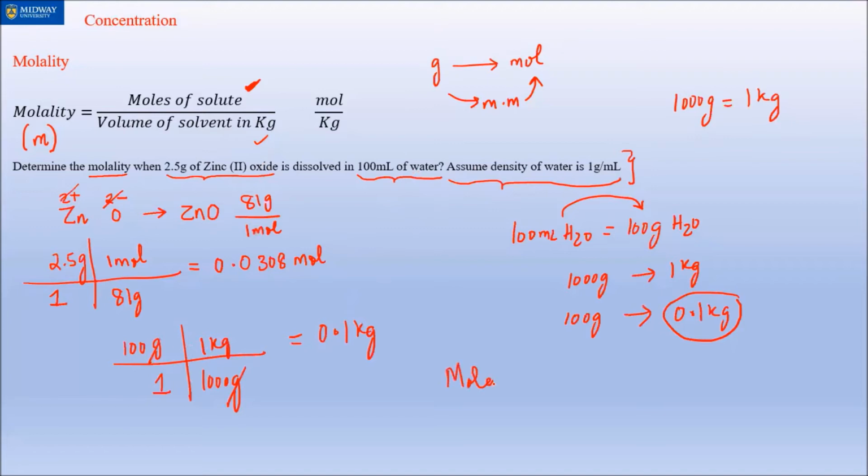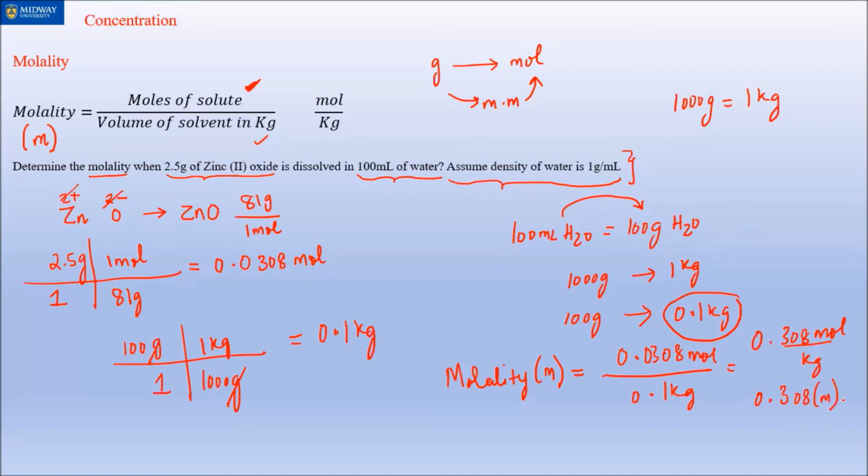So I'm going to start writing this way. Molality, which is lowercase m, equals 0.0308 moles over 0.1 kg. It's 0.308 moles over kilogram, or you can simply write it as 0.308 m. You can put the m in brackets or not, it doesn't matter, but that's how you calculate molality.